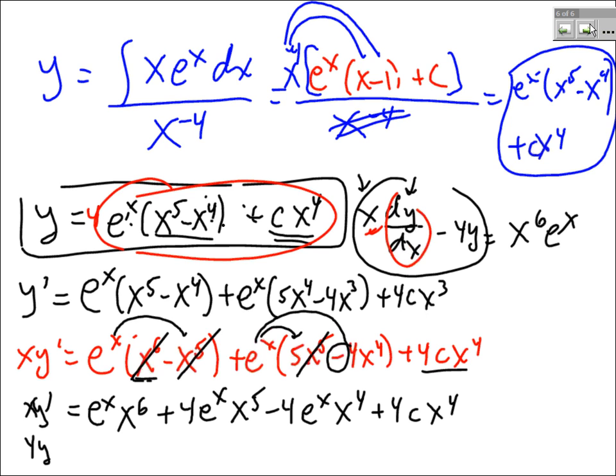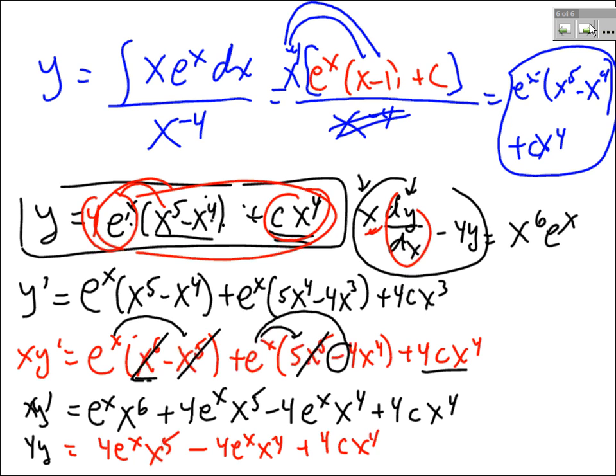Now 4 times y, I just have a 4 here. I'll distribute. I get 4 e to the x to the 5th minus 4 e to the x times x to the 4th plus 4 of those, plus 4 times cx to the 4th. Now I subtract these two rows, and let us see what we get.